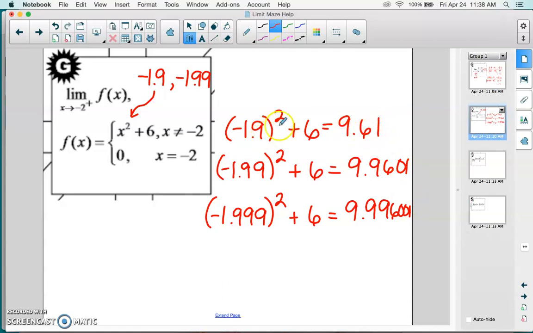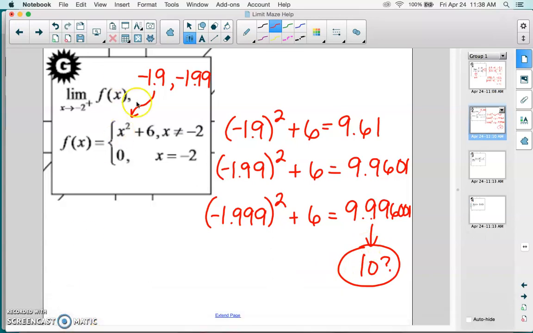The closer I get to -2 from the right side, the closer these values seem to be getting to 10, right? Don't all these seem like they're getting closer to 10? That would be the conclusion that I would make. But maybe you'd want to confirm on a graph.